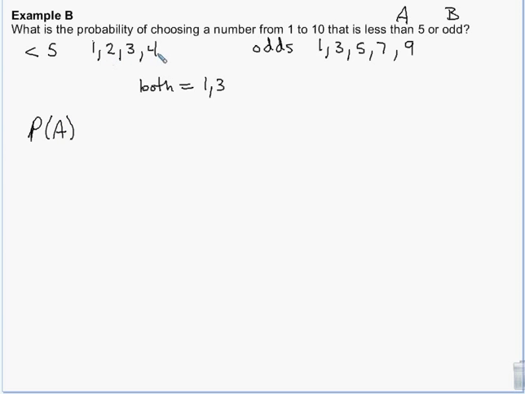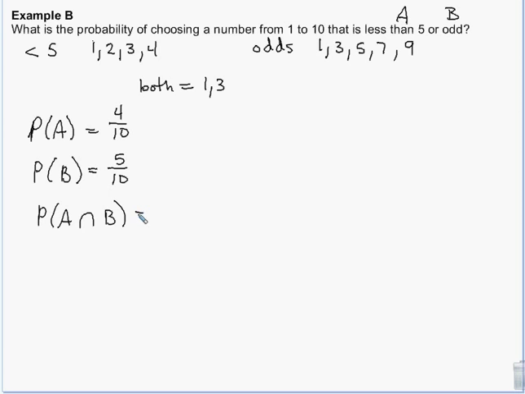there's 4 of them. So it's going to be 4 out of 10. And the probability of B, there's 5. So that's going to be 5 out of 10. And the probability of both, so both less than 5 and odd, there's 2 of them.